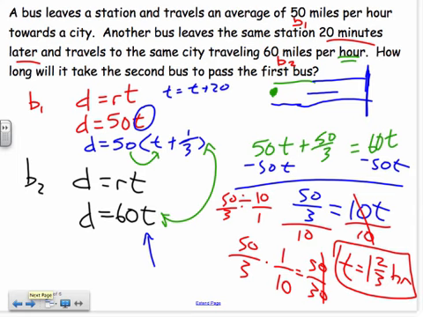So essentially, it's going to take a little work, but get the time in hours because that's what our rates are in. So don't get tricked by the 20 minutes and then go through your algebra in the end when you set them equal.